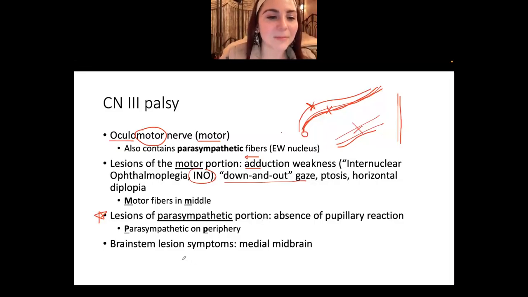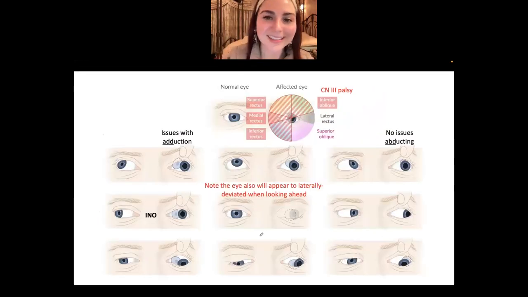And then the brainstem lesion symptoms are going to be if you lesion the medial midbrain. And again, brainstem lesions are all about understanding the cranial nerve. So if you see these symptoms in a patient and they're asking about a brainstem lesion, they're talking about this occurring in the medial midbrain because cranial nerve 3 is in the midbrain and it's in the medial part of the midbrain. And you'll see with the tic-tac-toe method.